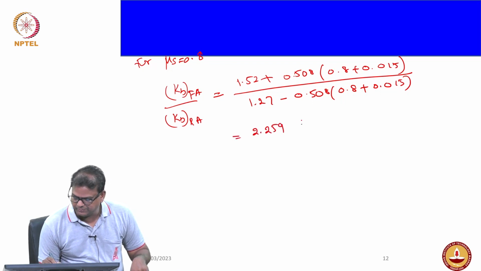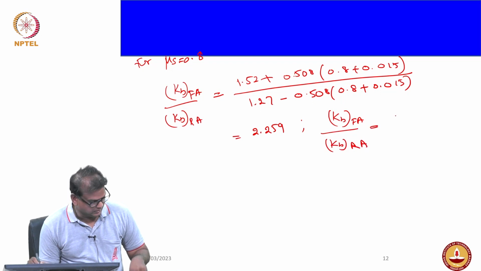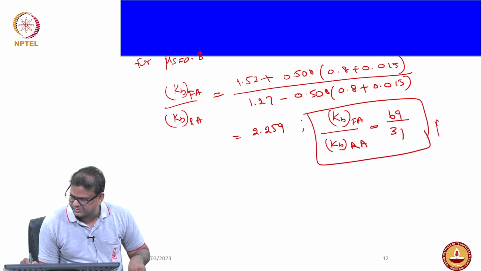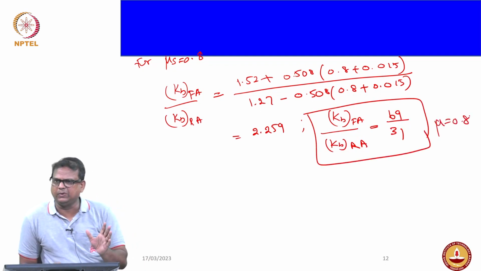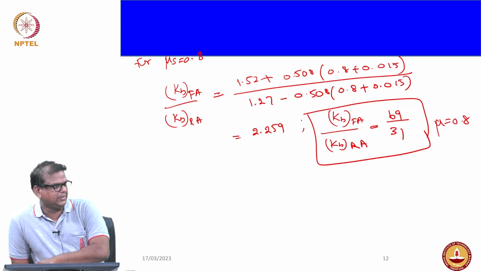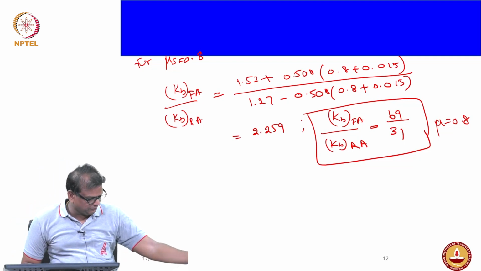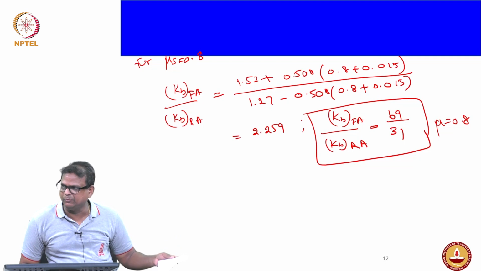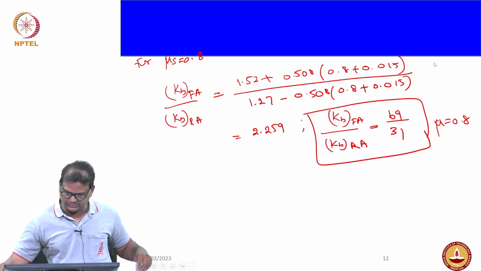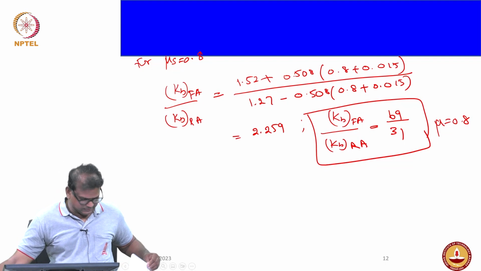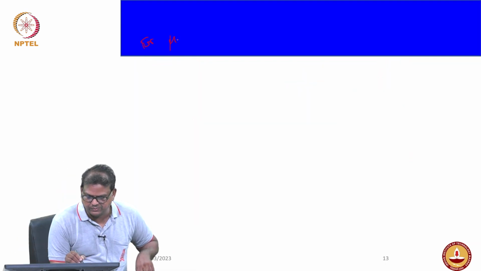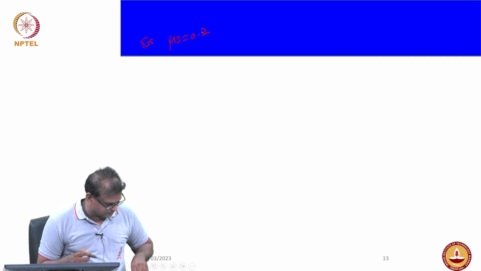So finally the value is coming as 2.259. Separately write the KB front axle and rear axle: 69:31. This is for when you have mu s equal to 0.8. So individually we got the proportions, right? Front axle and rear axle proportion we already got. The next step is we need to find out the deceleration rate for both surfaces, for mu s equal to 0.2. That's what we are going to do now.